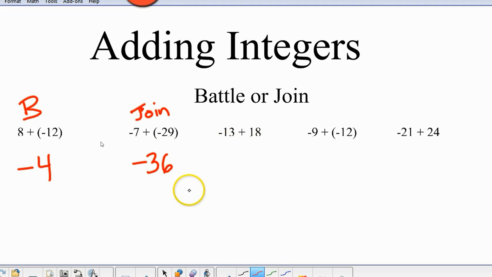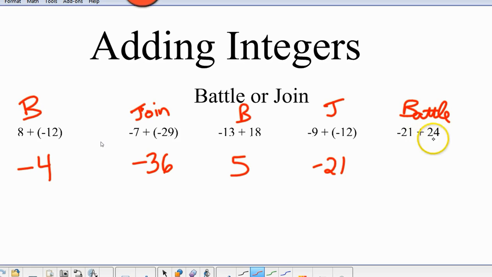This next one is a battle, a negative plus a positive, so they're opposite signs. So the difference between those, there'll be 5 more positives. This is a join. All right, so we join those values to be negative 21. And then we've got a battle, this last one. There's 3 more positives than there are negatives. So, positive 3.